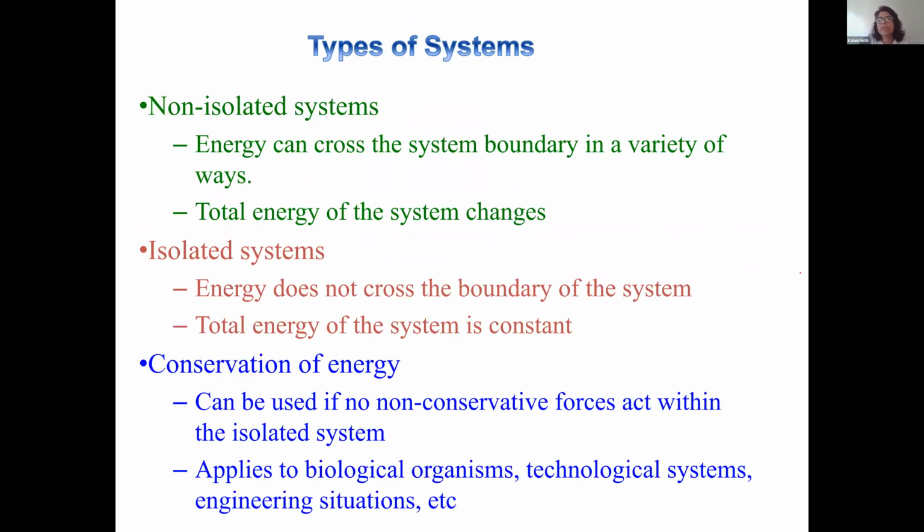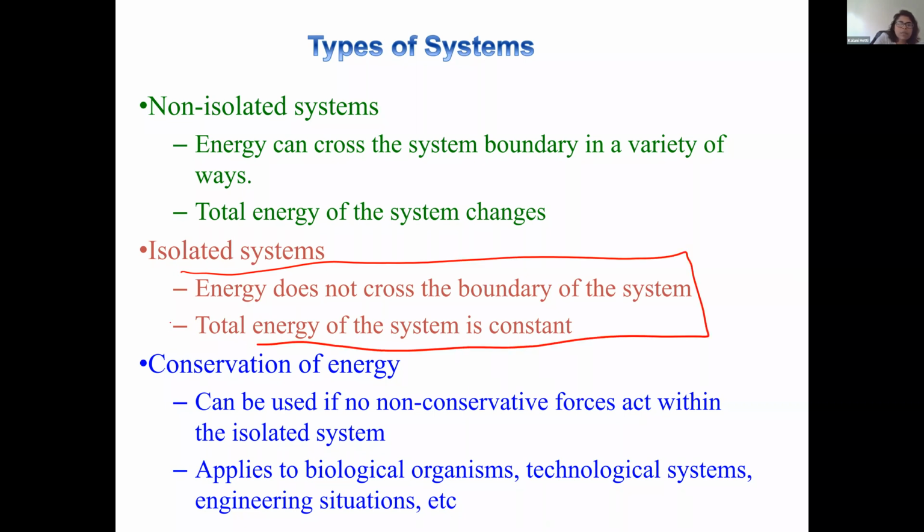Now we are going to move into the energy conservation principle. To learn that, we need to understand the types of systems we have, because the energy conservation we're going to discuss is for an isolated system. Many of the systems are non-isolated. So what does isolated system mean? It means energy does not cross the boundaries of the system, and total energy of the system is a constant. Those we call isolated systems.